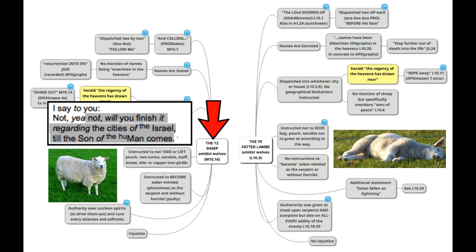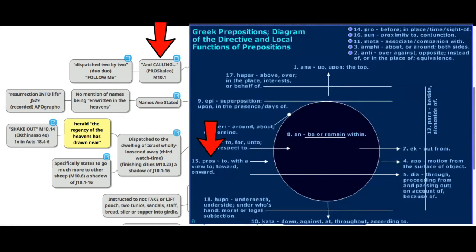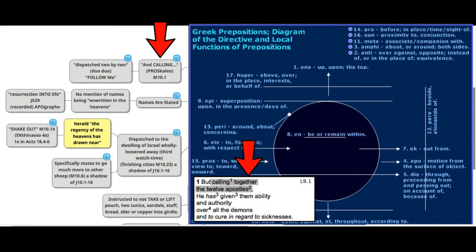So let's proceed to go through this chart piece by piece, where first notice that the 12 are said to be called, which is the Greek proskeleo, where the 70 shown up, anadiknomai. The prefix here is from the preposition pros, number 15 on the preposition chart, which denotes motion with a view towards or into an interface with something, which then locates the 12 as being with Christ in his presence, his parousia, according to his dispatching them as apostles.